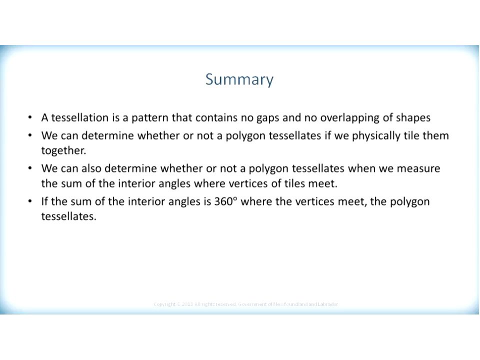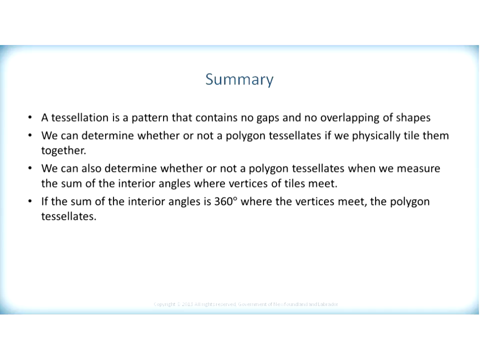So just to summarize again, a tessellation is a pattern that contains no gaps and no overlapping of shapes. We can determine whether or not a polygon tessellates if we physically tile them together. We can actually take objects and try to put them together like puzzle pieces and see if they fit without overlapping and without leaving holes.